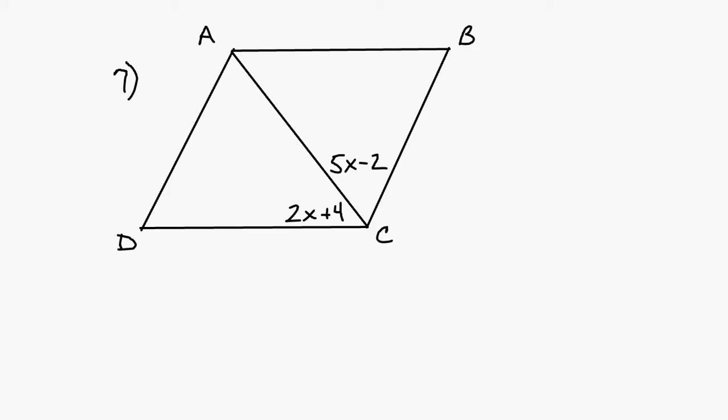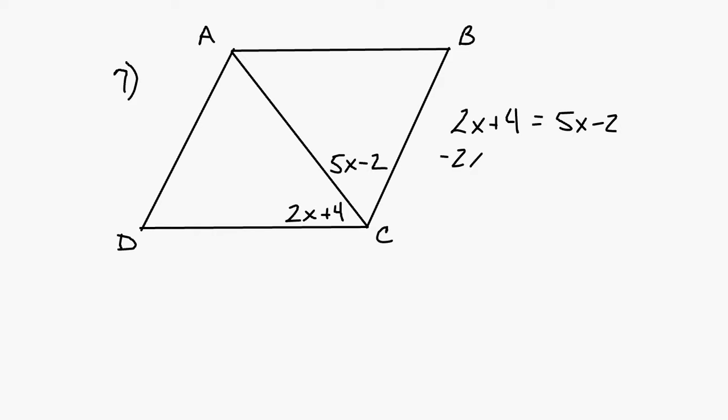a rhombus? Well, in a rhombus, the diagonals bisect angles. All right, a diagonal bisects a pair of angles. So these two would have to be equal to each other. So 2x plus 4 would have to be equal to 5x minus 2.